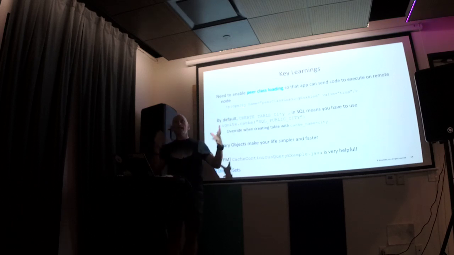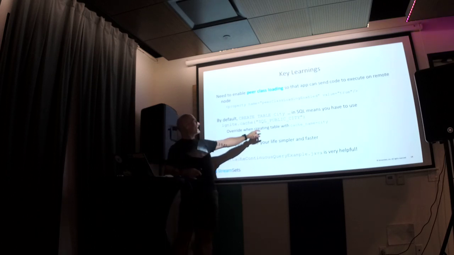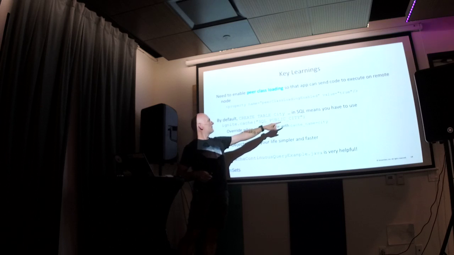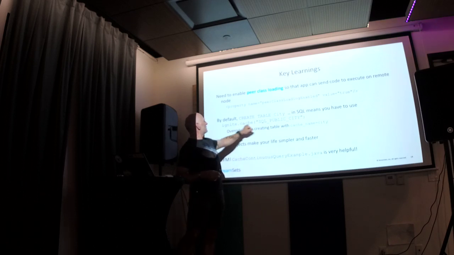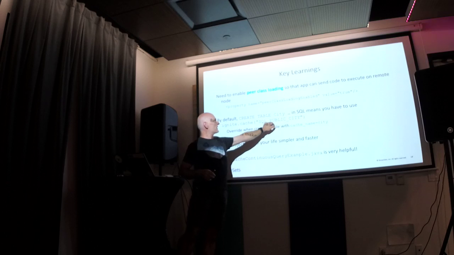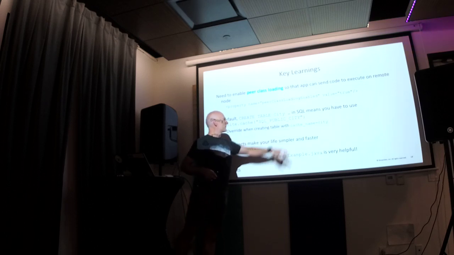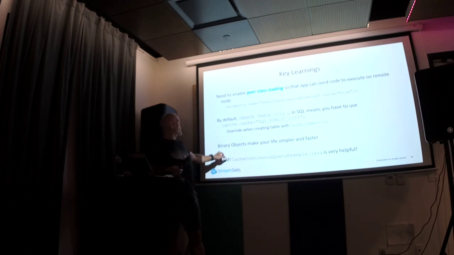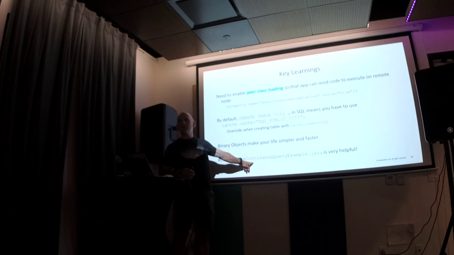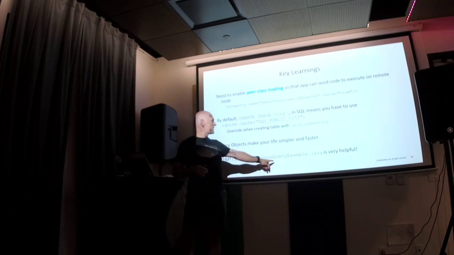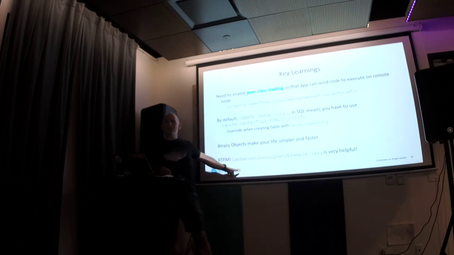By default, when you create tables from SQL, they get this name, SQL public, and then the table name that you have to refer to, but you can override that. So you can actually specify, okay, when I refer to it from the cache, I actually want to use this name, not this kind of SQL database name, table name. Binary objects, as I mentioned already, make your life simpler and faster than passing around Java objects. And I discovered all of this, and then I went to GitHub and found CacheContinuousQueryExample.java that I had independently recreated. So you can save yourself a lot of time by RTFM.